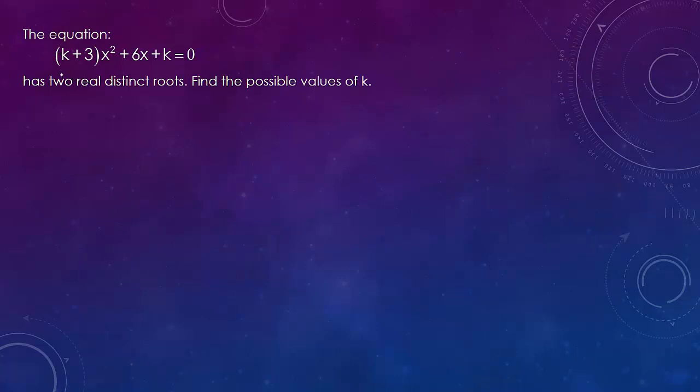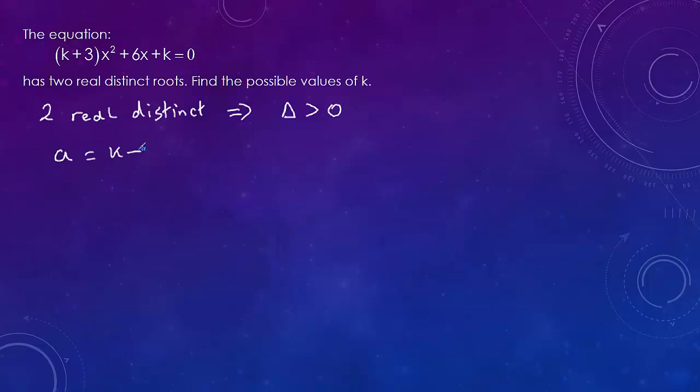The equation k plus 3 x squared plus 6x plus k equals 0 has two real distinct roots. Find the possible values of k. So if we have two real distinct roots, we know that that implies that the discriminant is positive. Here we can see that a is equal to k plus 3, b is equal to 6, and c is equal to k.